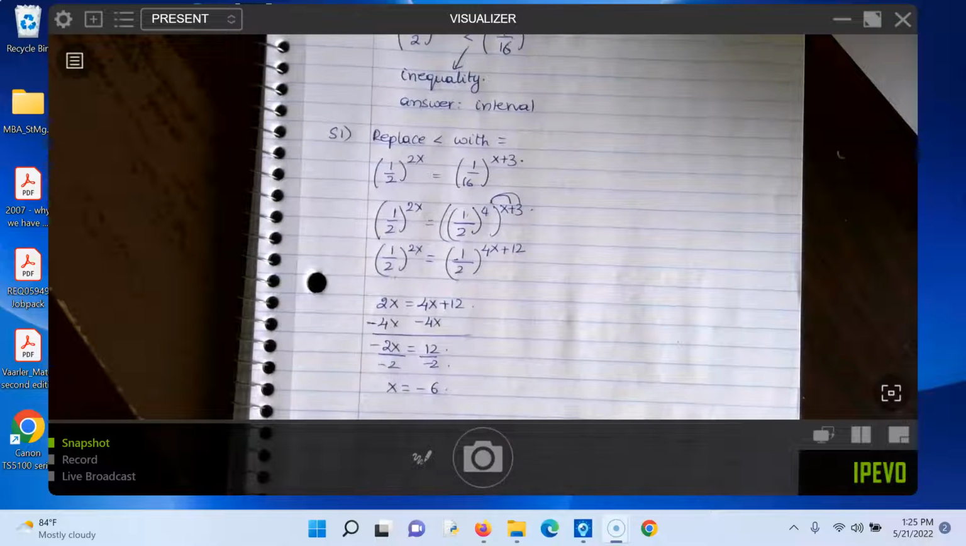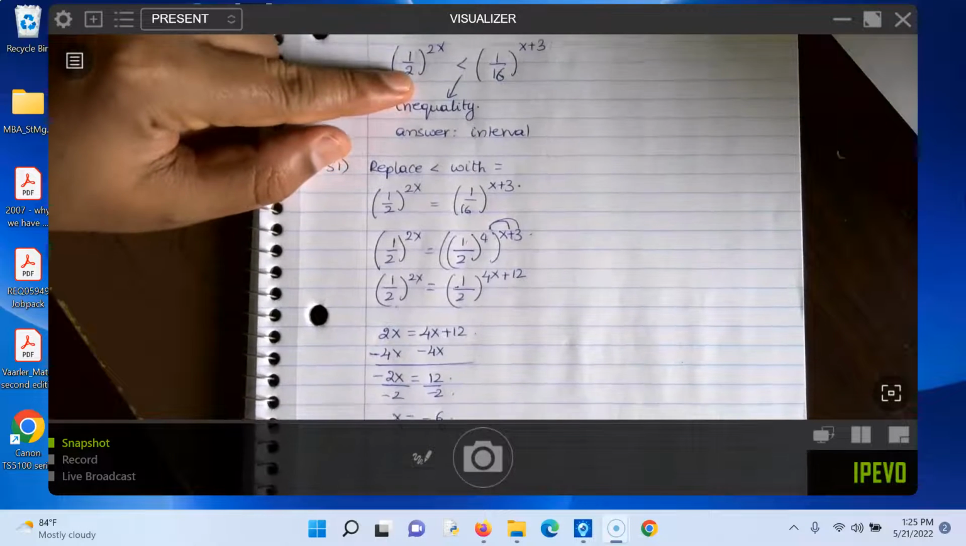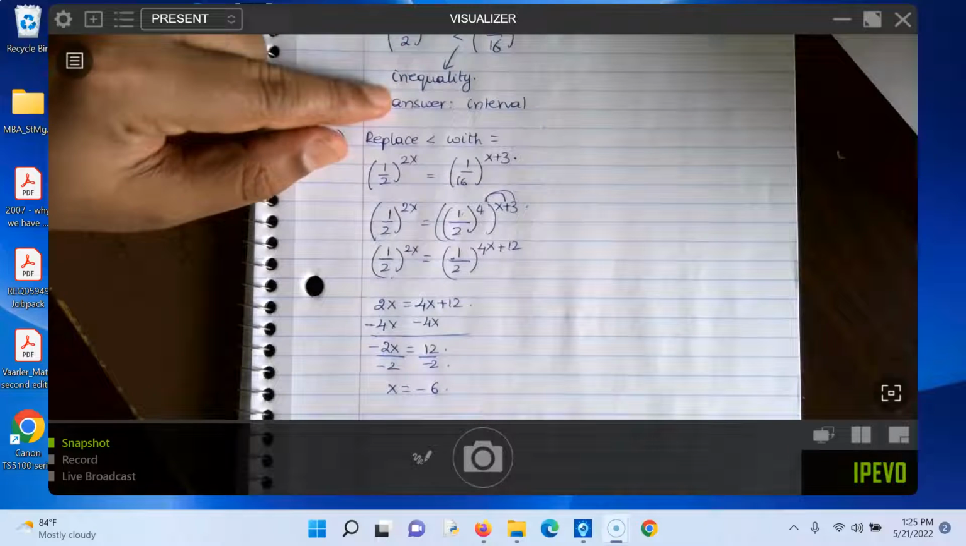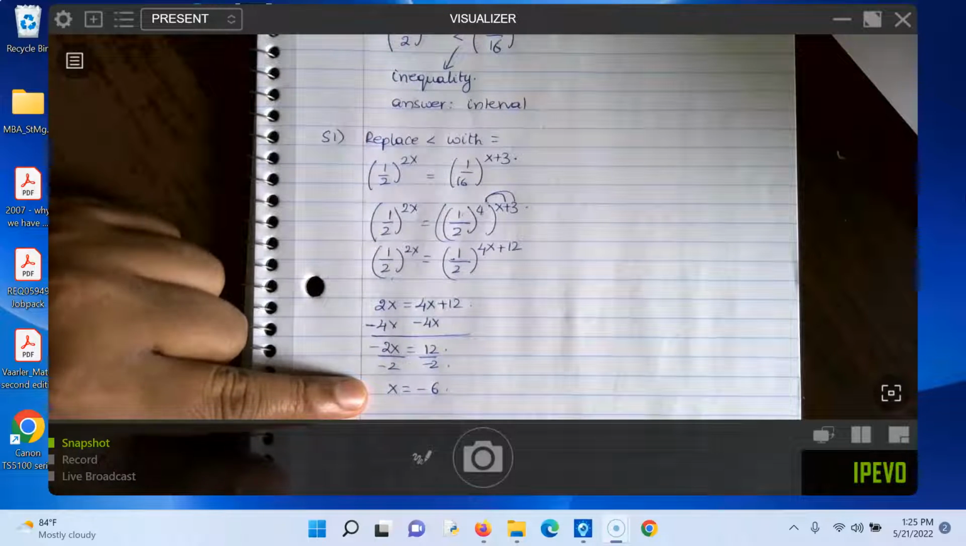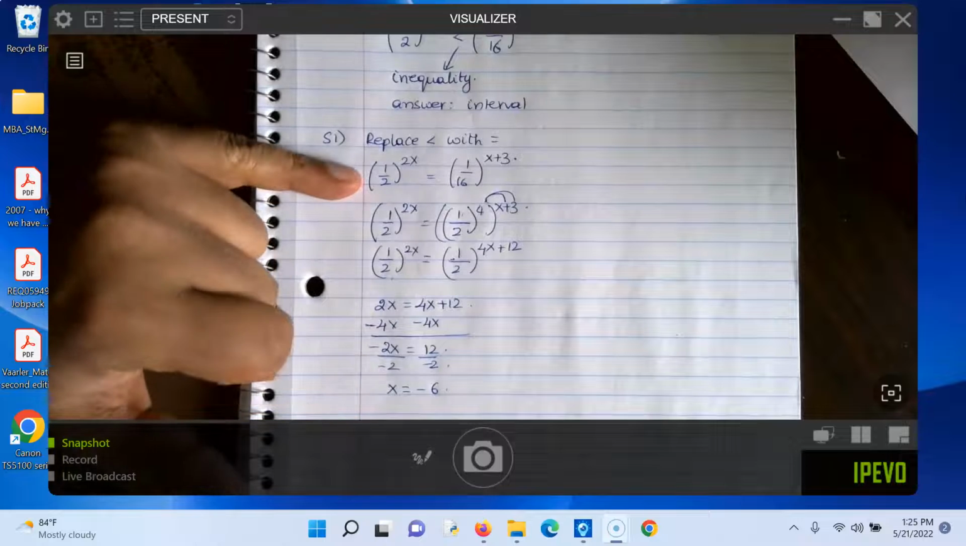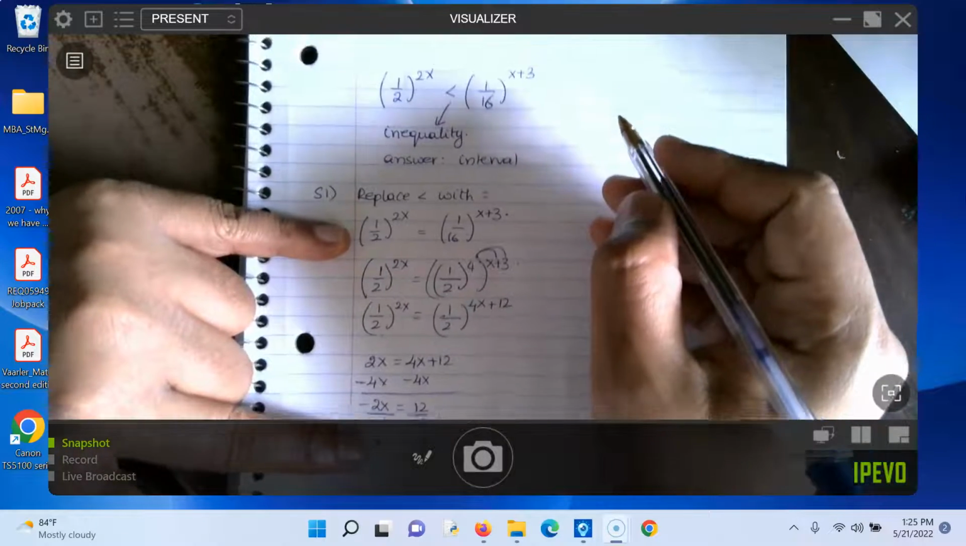Okay. So that means, remember this is an inequality and you are trying to solve an inequality, the answer is going to be an interval. The answer is not a number. But what we did was we tried to solve the equation here, so the answer is a number. So what we're going to do is we're going to do the following.